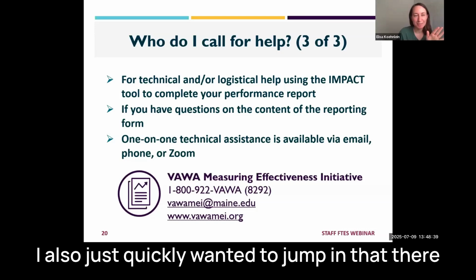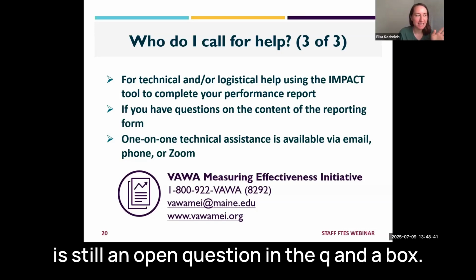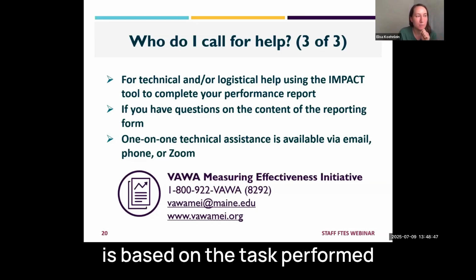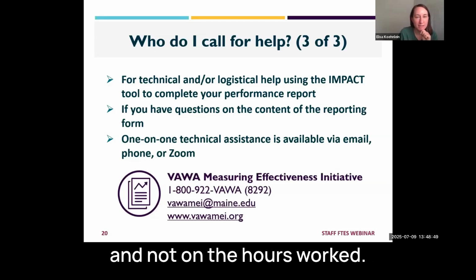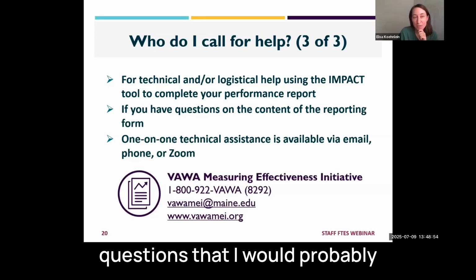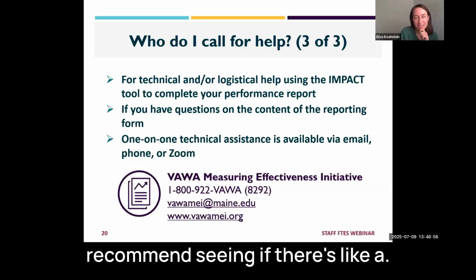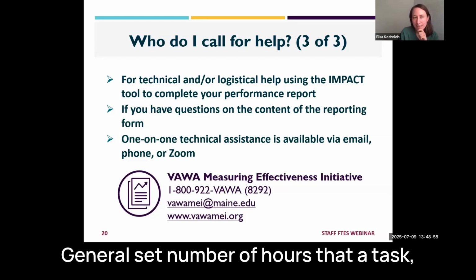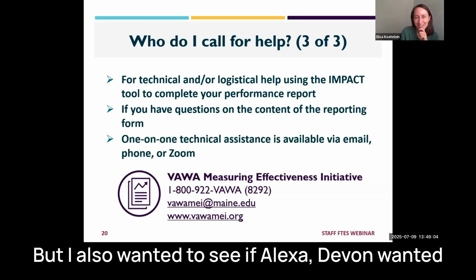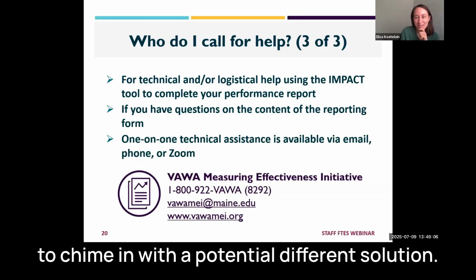I also just quickly wanted to jump in that there is still an open question in the Q&A box. Ines is asking, we have a consultant whose invoice is based on the task performed and not on the hours worked, and asking what they should do. This is one of the questions where I would probably recommend seeing if there's a general set number of hours that a task takes, and then use that to calculate it. But I also wanted to see if Alexa or Devin wanted to chime in with a potential different solution.